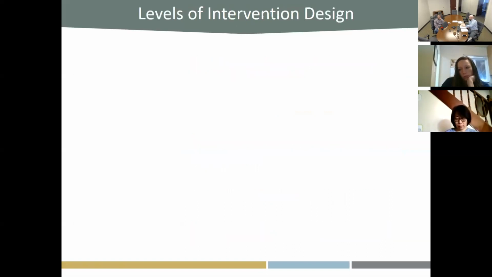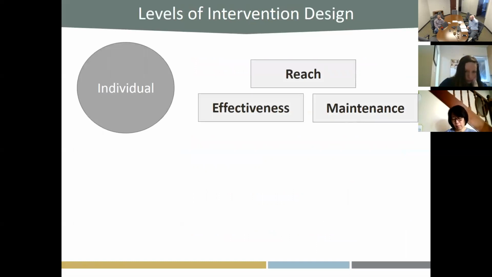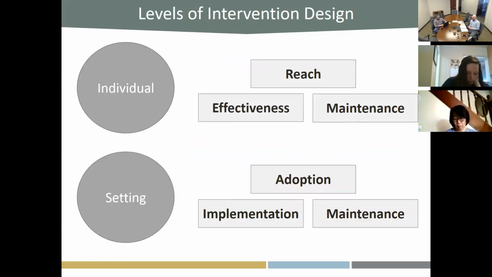So levels of intervention design. When we're thinking, as I've just been talking about, the difference between individual and setting, the authors of this framework propose that reach, effectiveness, and maintenance relate to an individual that you're targeting, and adoption, implementation, and maintenance relate to the setting in which you're rolling out your initiative. And so they're not mutually exclusive, right? When we're trying to think about how to roll out an intervention, we need to think of both our individual level effectiveness as well as at the setting level.